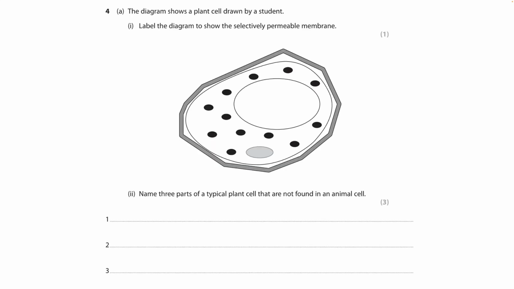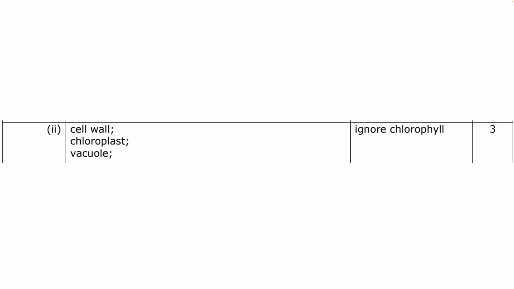Next up is this question. Again, pause the video and give it a try. Here was my answer to it, and here's the mark scheme. These are the additional 3 organelles you find in a plant cell which you can't find in an animal cell. Make sure you've got all 3 correct so you can get those 3 marks.